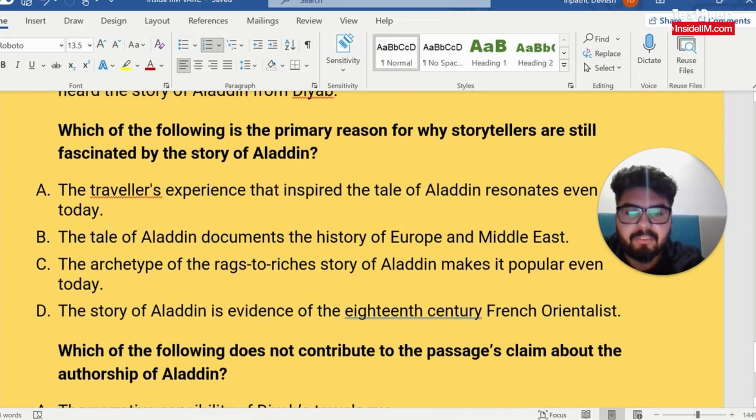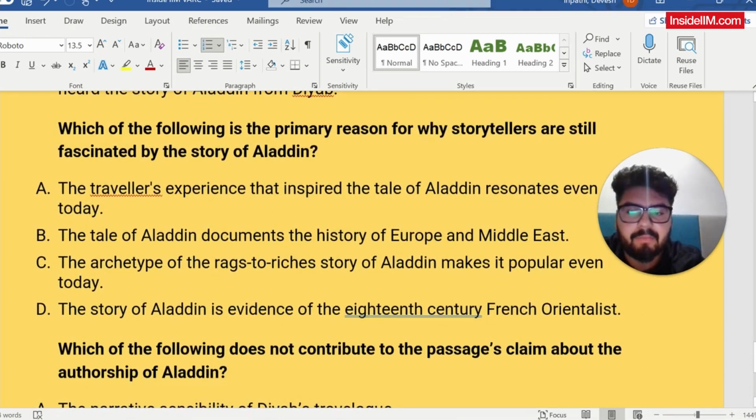The archetype of the rags-to-riches story of Aladdin makes it popular even today. No, this has not been said. It said it is not because of this particular thing. So this option is completely eliminated.